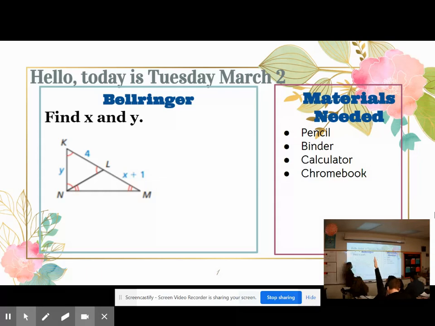I know the answer. And then you solve it for x and you get x equals 3. I know the answer. 4. No, 3. Y equals 4 and x equals 3.